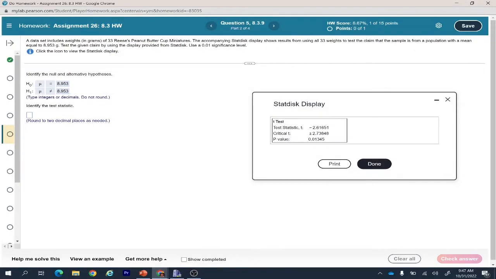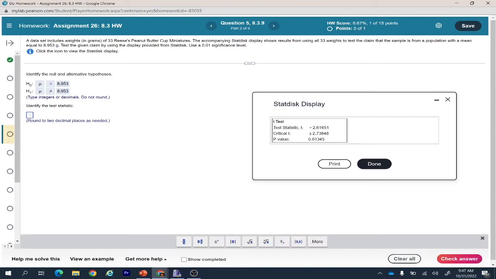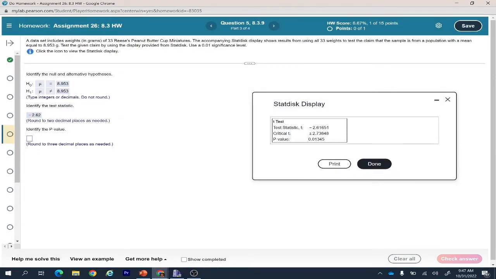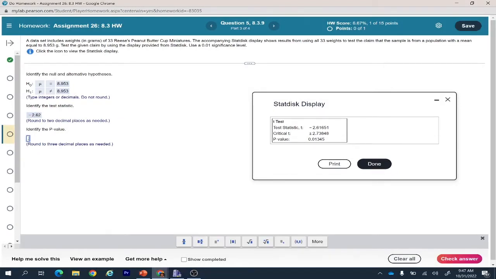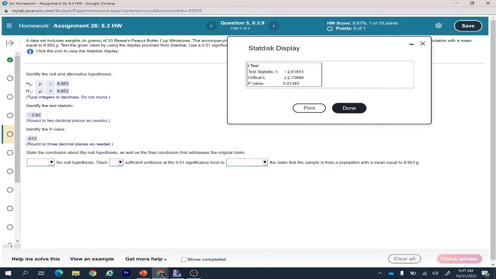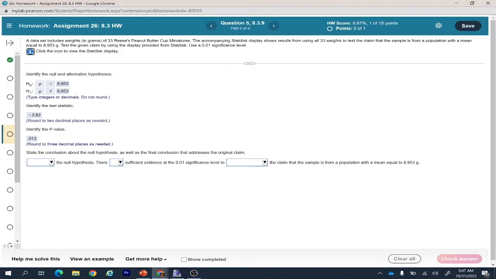Okay, identify the test statistic. It's already given here, so you don't have to use any calculator. It's negative 2.62 if you round it to 2 decimal places. The p-value is already given. If you round it to 3 decimal places, it's 0.013. So it's an easy one because everything is given here. But based on this information, now we need to find the conclusion. State the conclusion about the null hypothesis.